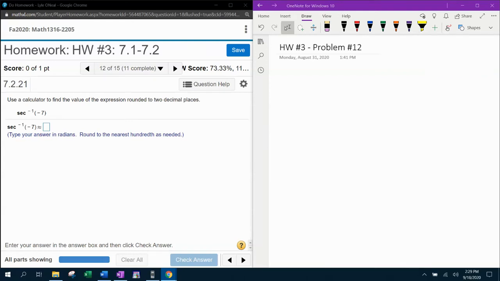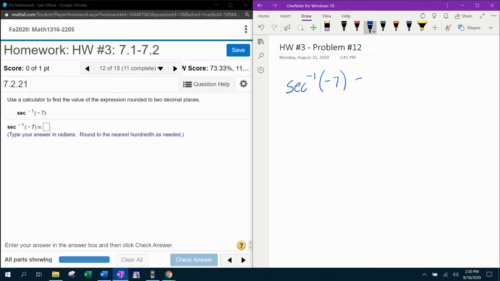Question number 12 from our 1316 homework number 3 in MyLab Math. They want us to use a calculator to find the value of the expression rounded to 2 decimal places. So here we have the inverse secant of -7, and I'm going to show you what you have to do to convert this into something that we can input into a scientific or graphing calculator.